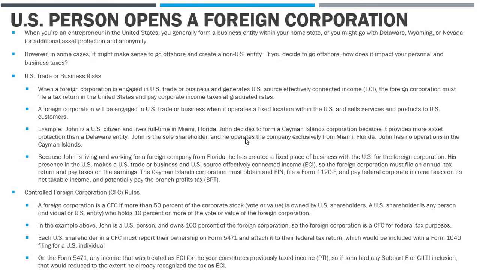So there's no Cayman Islands office. There might be a mailing address for bank statements. But he's not going to travel there. He's not going to have any employees there. He's doing everything from Florida. In this case, because of John's presence in Florida, he's created a fixed place of business or a head office in Florida. That head office is what trips over this U.S. trade or business issue. So now we have a foreign corporation that is operating a U.S. trade or business, and the income that's being generated is going to be effectively connected with that U.S. trade or business.